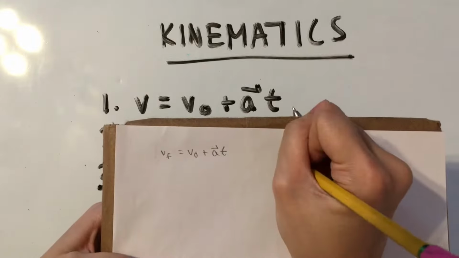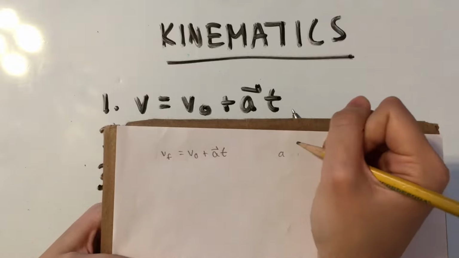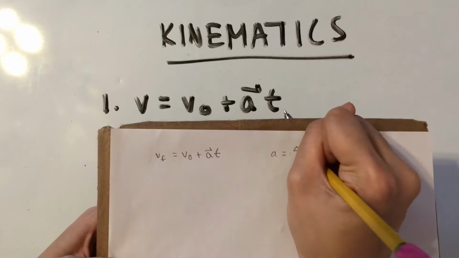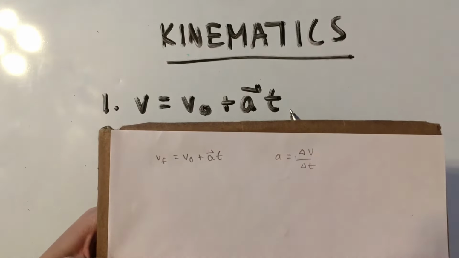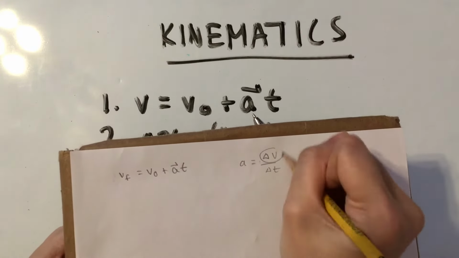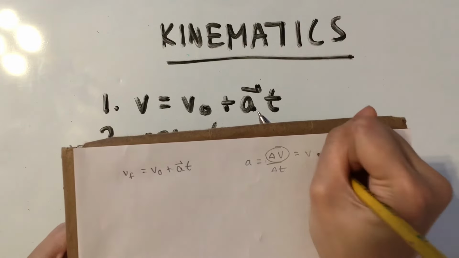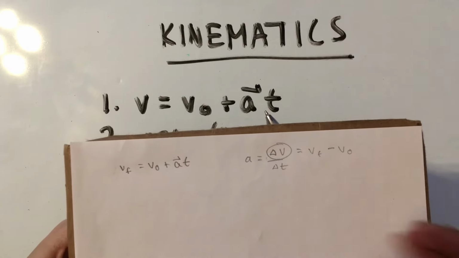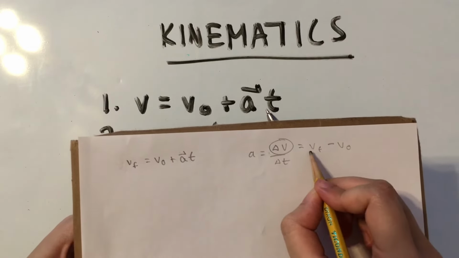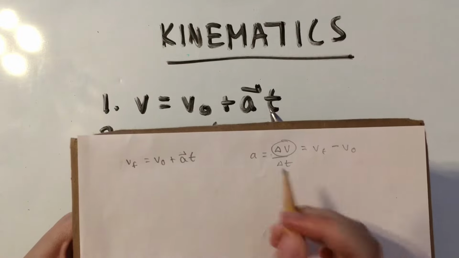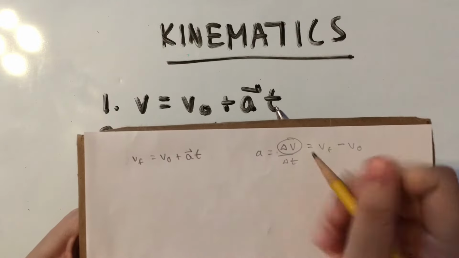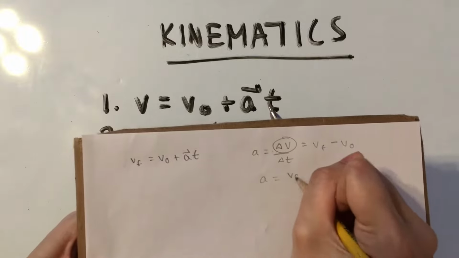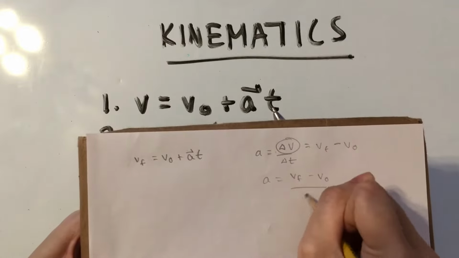So we already know that acceleration is the slope of a velocity versus time graph. In other words, acceleration equals change in velocity over change in time. And we also know that change in velocity is equal to final minus initial, because that's what "change in" really stands for anything. So change in position would be final position minus initial position. So now we know this. Now that we know this, we have acceleration equals final velocity minus initial velocity over time.